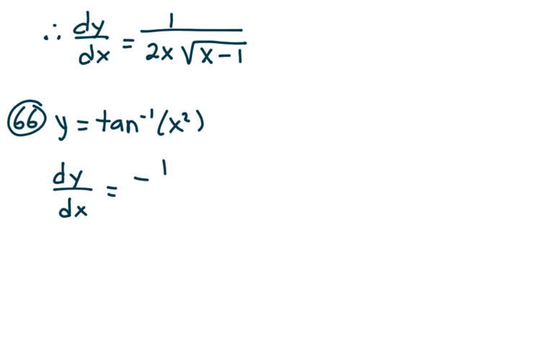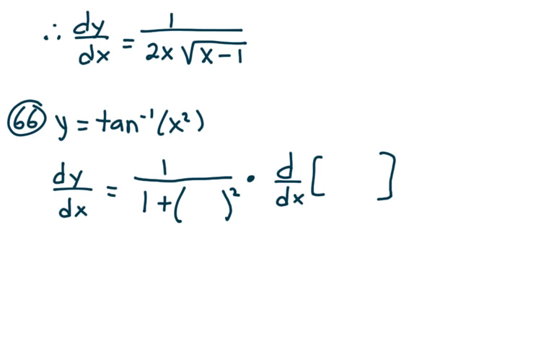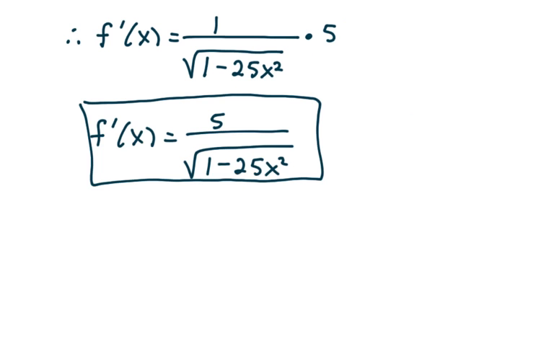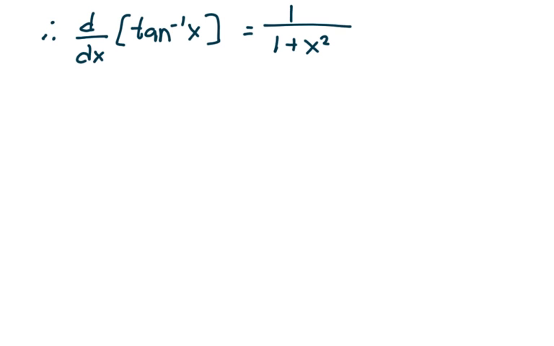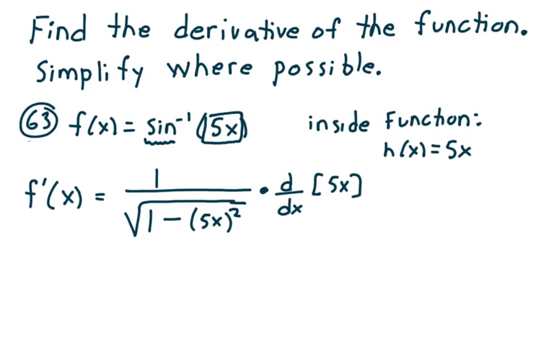So I'm going to take 1 over 1 plus the inside function squared times the derivative of the inside function with respect to x. And so in the last two problems, let's go back here. I'm replacing the x with whatever that inside function is, and then multiplying by the derivative of the inside function with respect to x. Okay?